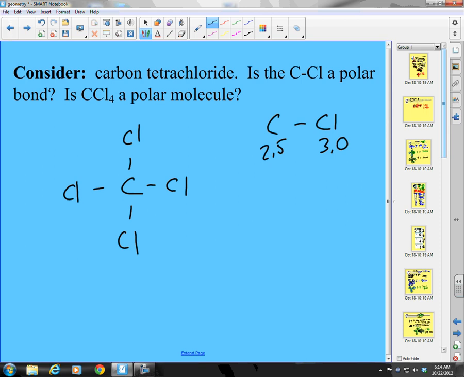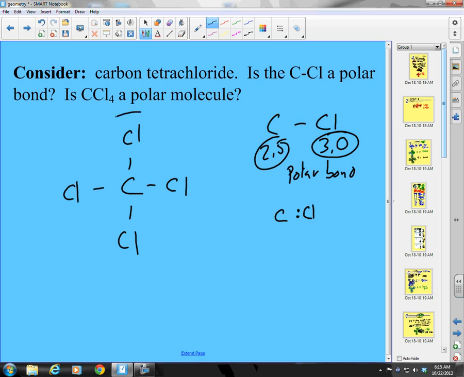They're not the same, so that means my bond is what? This is a polar bond. And that means what? I have an uneven electrical distribution in my bond here. Really, what would this mean? This has a stronger pull on the electrons than this. So in my bond, my shared electrons would be closer to my chlorine than they are to my carbon.